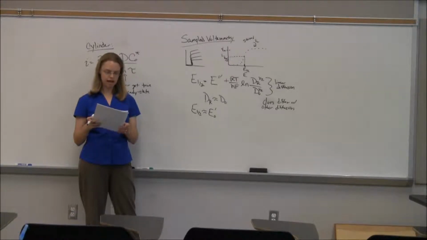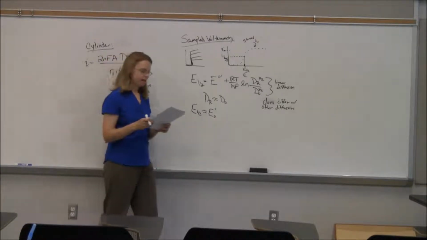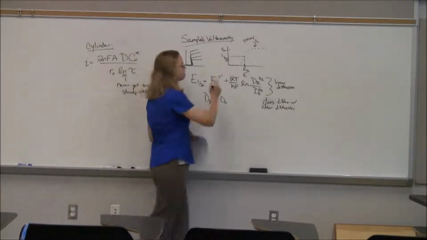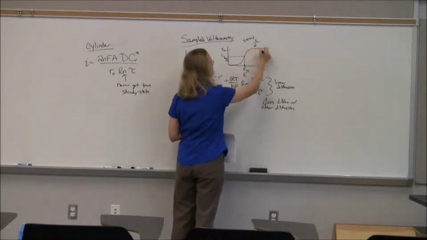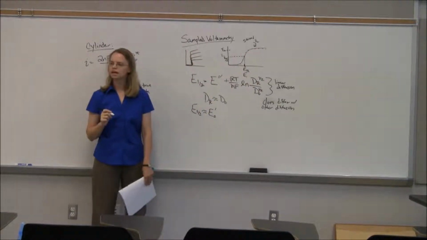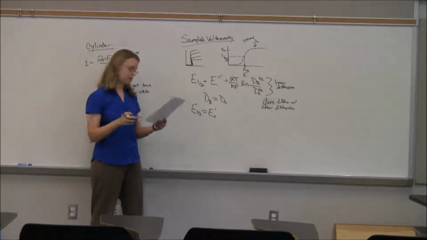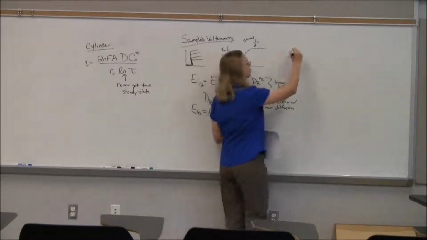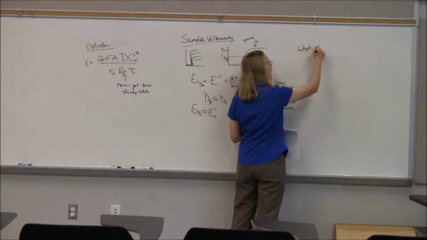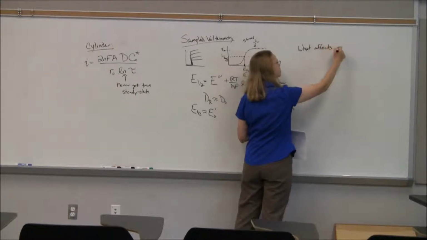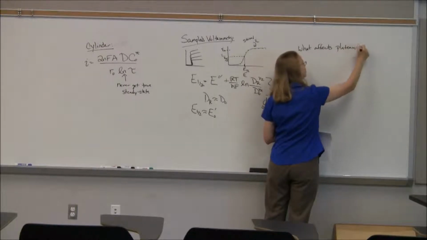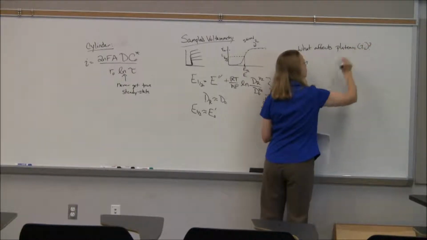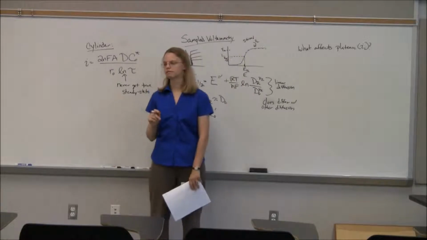Okay, so let's look at this plateau for a minute. I said we were going to take our points. This was sample voltammetry, so I drew it as points. So we look at the plateau. What affects the plateau? This is a good review question. The plateau is just the limiting current. So what are some of the things that are going to affect the limiting current?